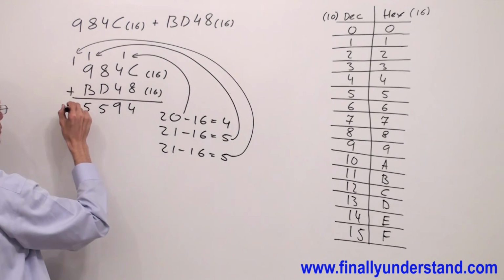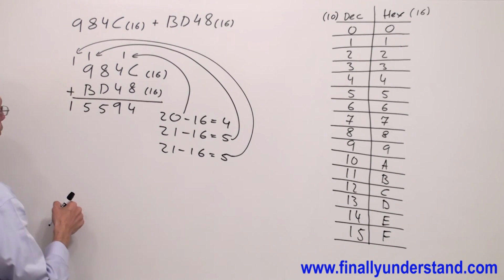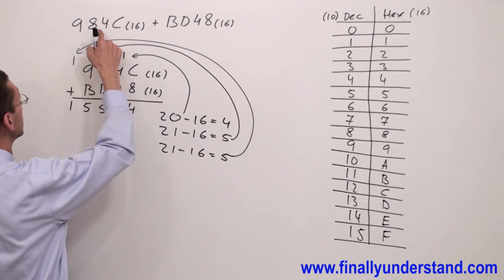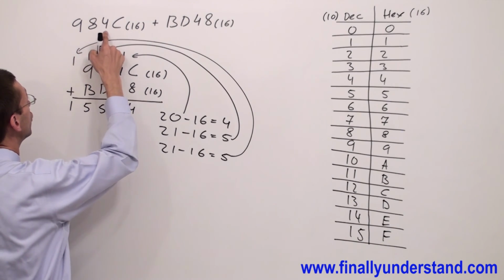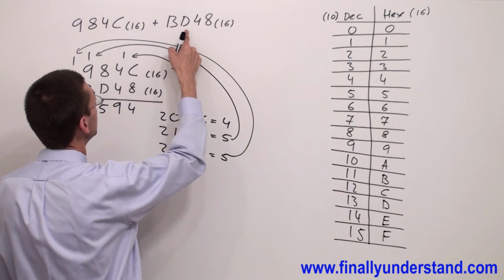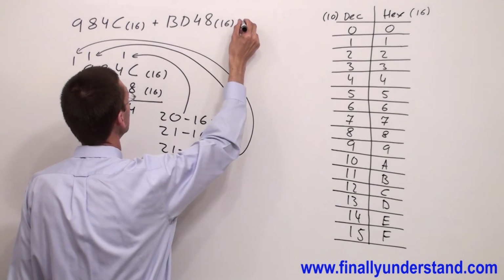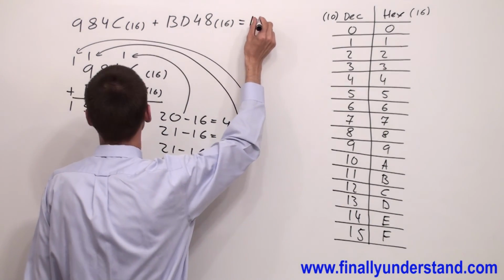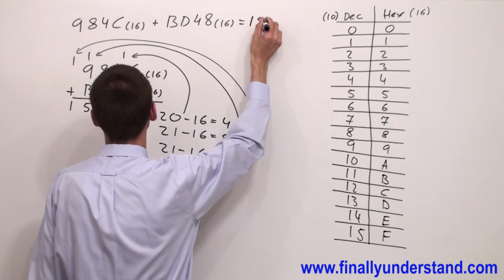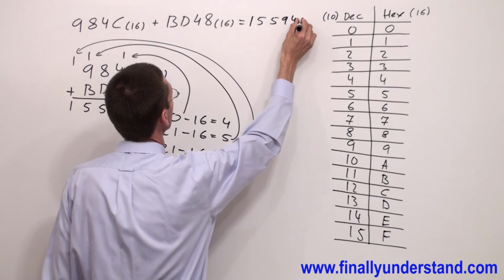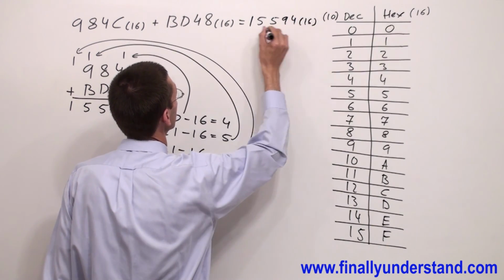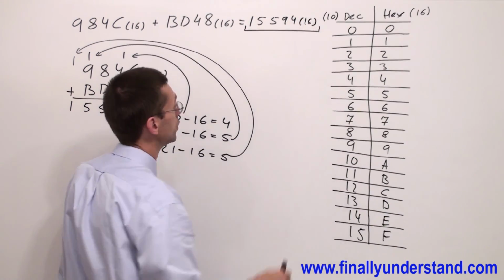This carry will come down. That's why I can write that 984C plus BD48 is equal to 15,594 base 16. And this is the solution to my problem.